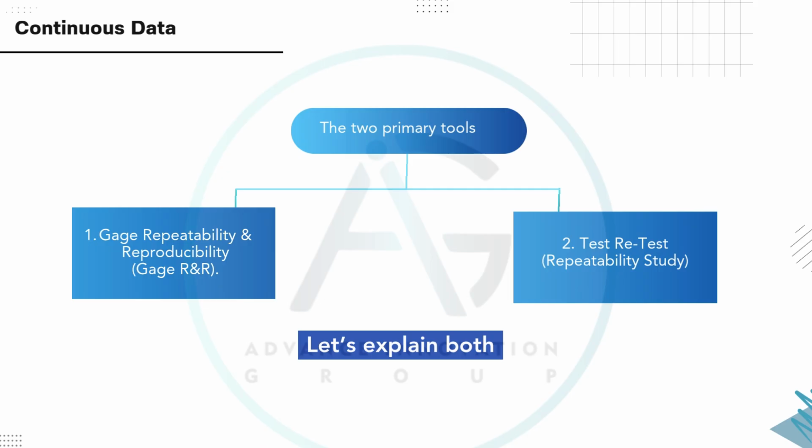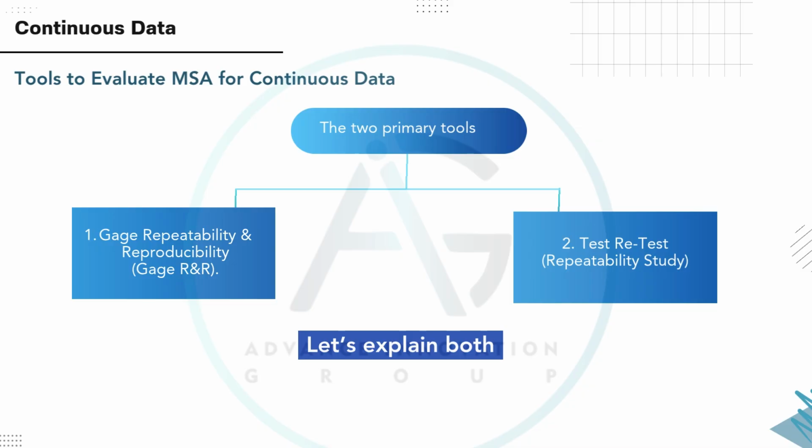It includes repeatability, variation when the same person measures the same item with the same equipment. Reproducibility, variation when different people use the same equipment to measure the same item. Second, test-retest, a repeatability study. This is a simpler study that looks only at repeatability. It involves a single operator measuring the same part multiple times under consistent conditions to evaluate the consistency of the results. These tools are fundamental in validating whether our measurement system is reliable enough to support process improvement initiatives.